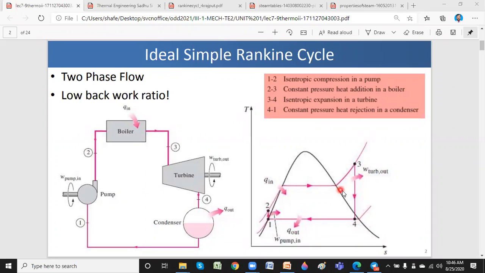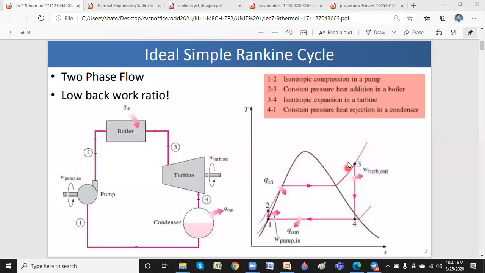Now you see here, what properties can I straight away determine from the steam tables? I can determine the property at 1 because it is on the liquid line. I can't yet determine the property at 2. I can't yet determine the property at 3, which is in the superheated region, because we assume that the steam entering the turbine is in a superheated state.